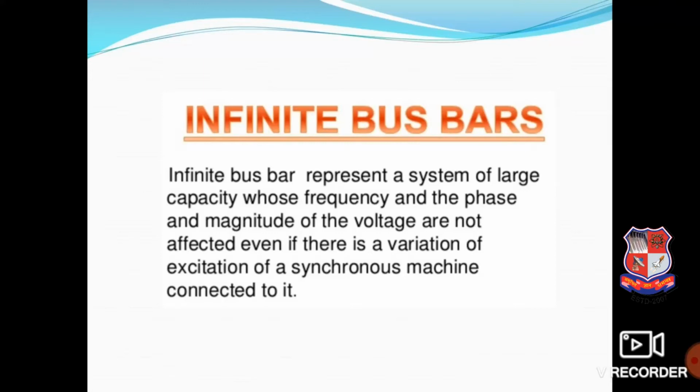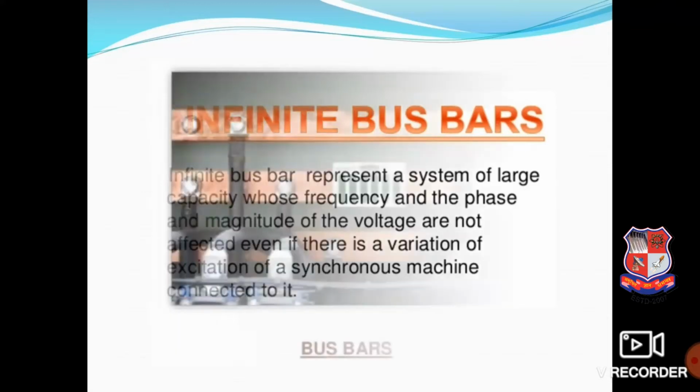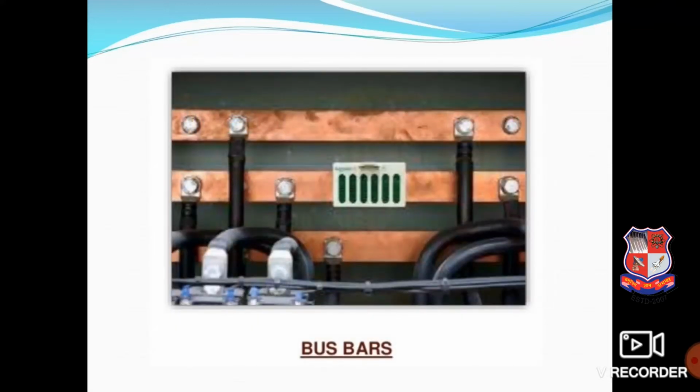Infinite bus bar is the same as bus bar, but it represents a system of large capacity whose frequency, phase as well as magnitude of voltage are not affected even if there is a variation in the excitation system of the alternator. This is the simplified figure of a bus bar in which copper lines indicate the bus bars of different phases. We can see a number of incoming and outgoing lines connected here.